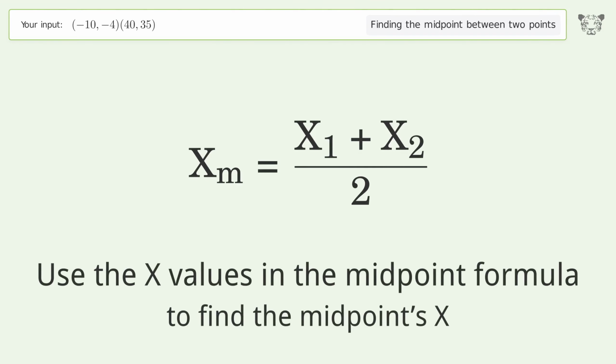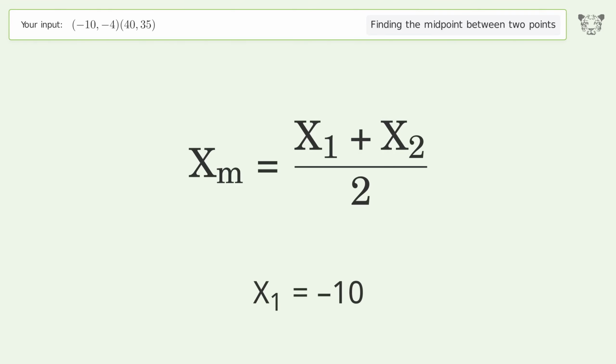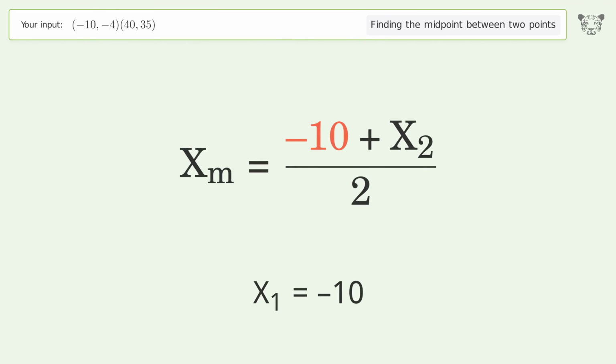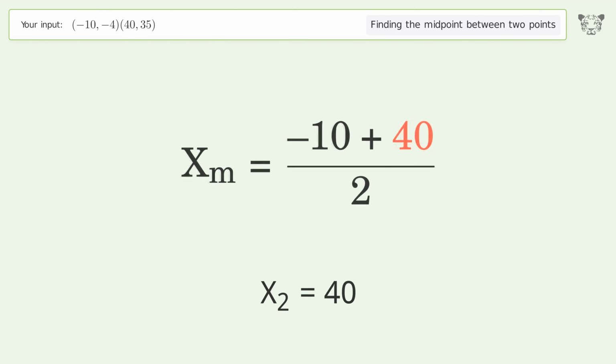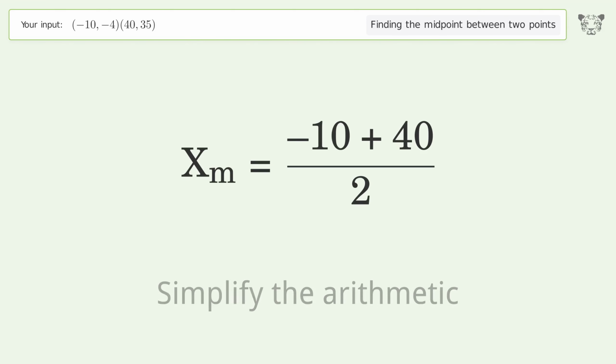Use the x values in the midpoint formula to find the midpoint's x. x1 equals -10. x2 equals 40. Simplify the arithmetic.